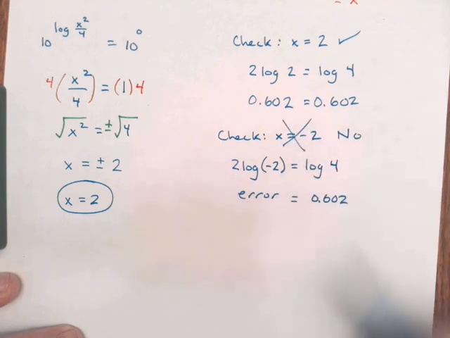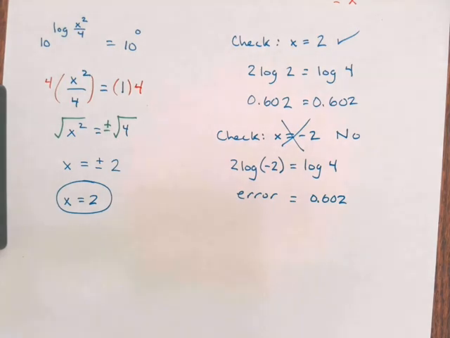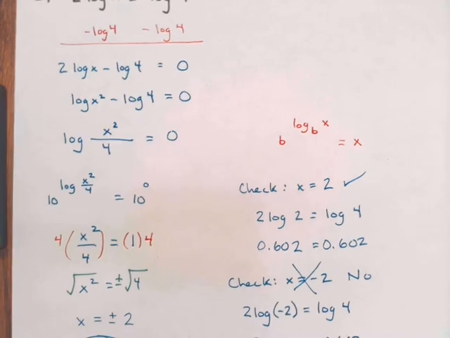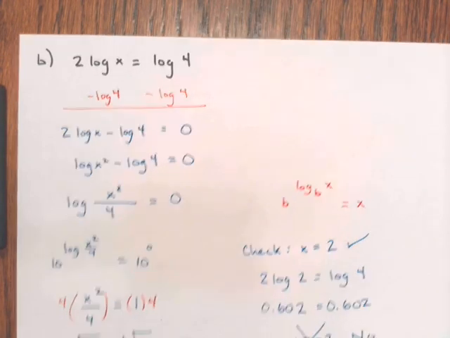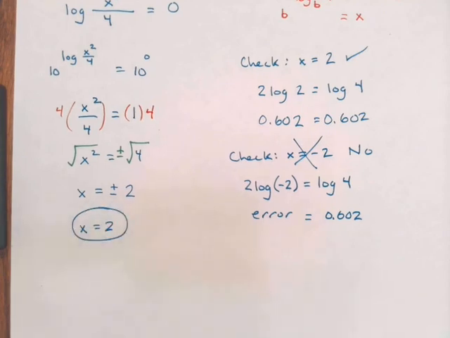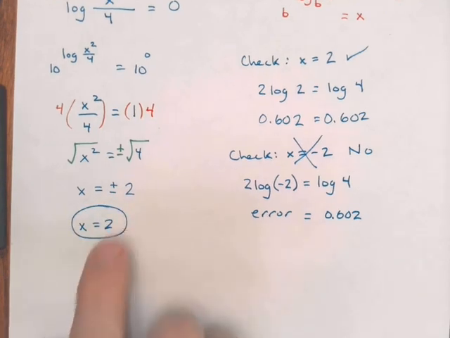So for this problem, x cannot equal negative 2. If you understand how logs work, you can plug that back in and recognize that out of our 2 possible answers here, negative 2 wasn't going to work. And our only answer here is 2.